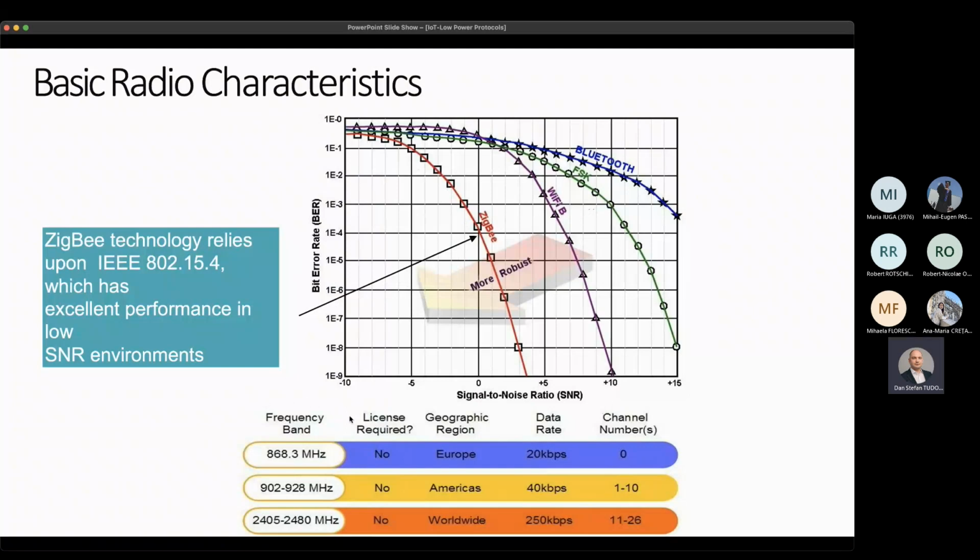I told you there are different frequency bands. So for a worldwide frequency band, you use the 2.4 gigahertz band, from 2.405 to 2.480. There are 2 different bands of communication in Europe and in the Americas for less than 2.4 gigahertz, so in the hundreds of megahertz range. You have 868 megahertz in Europe, and then you have the 900 to 928 band in the Americas.